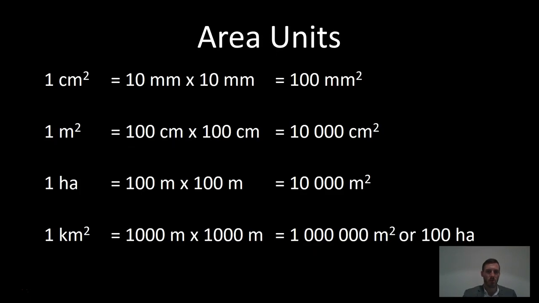Area units are simply the normal metric length squared. The relationship between area units can be obtained using the conversion for length. For example, a square centimeter is obtained by multiplying 1 centimeter by 1 centimeter. 1 centimeter is equivalent to 10 millimeters. If we multiply these together, we get 100 millimeters squared. Therefore, 1 centimeter squared is equivalent to 100 millimeters squared.